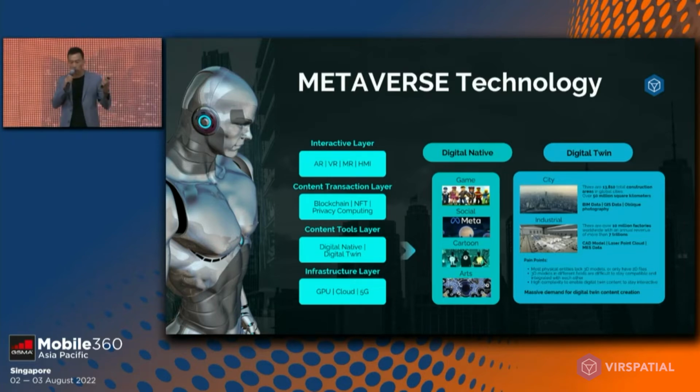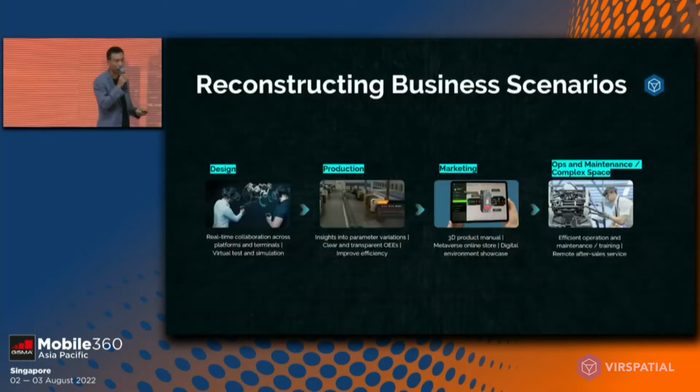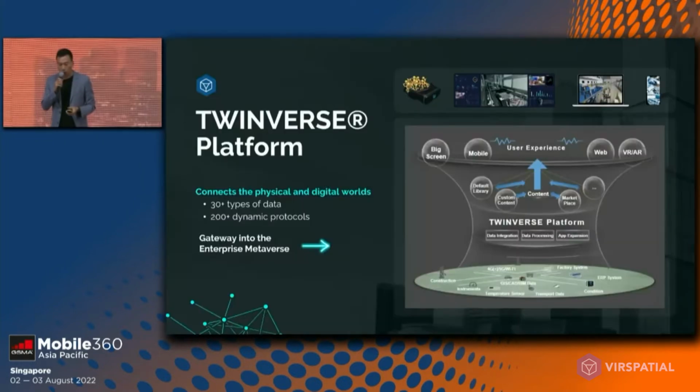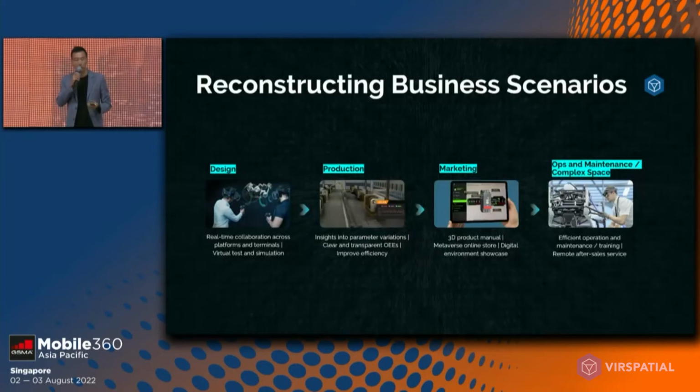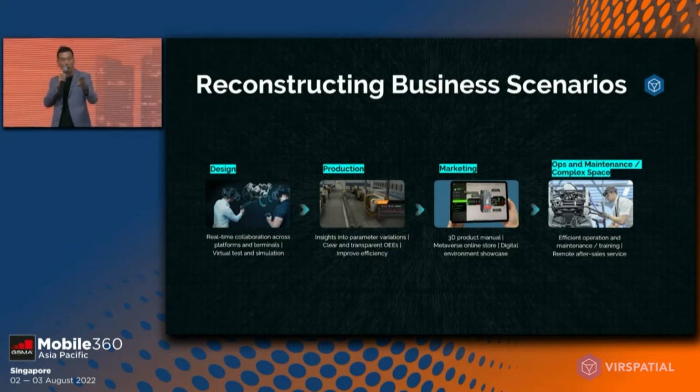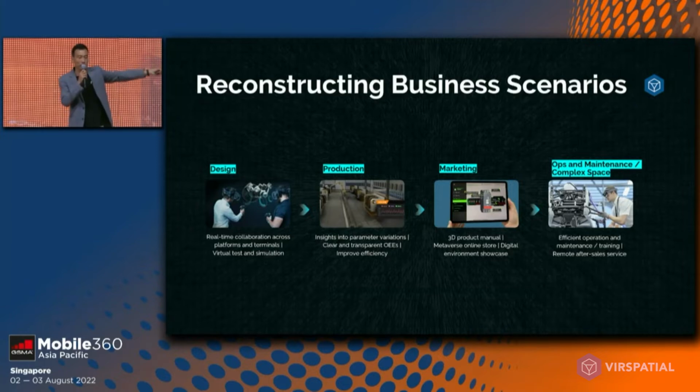So how can we actually combine the digital native and the digital twin of the physical world together? This is the challenge we are trying to solve, okay? So what we're trying to do here is look at what the business needs are. We have design, where we need collaboration. We have production, where we want to build the production line even before the product is at the finished design stage, and try this virtually at zero cost.